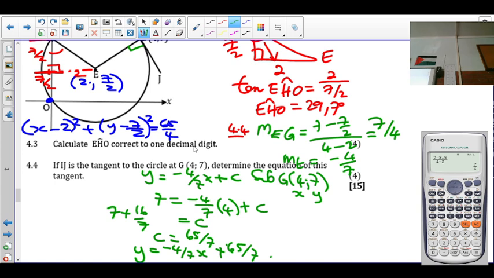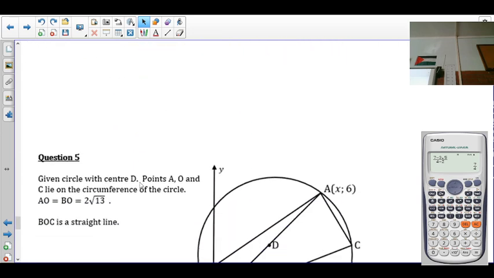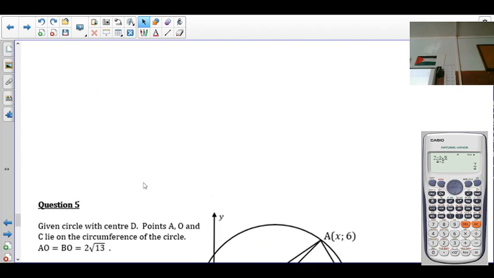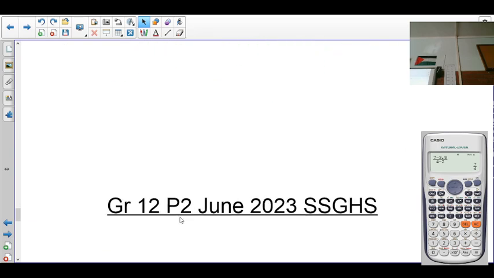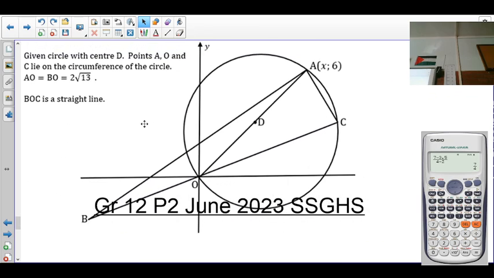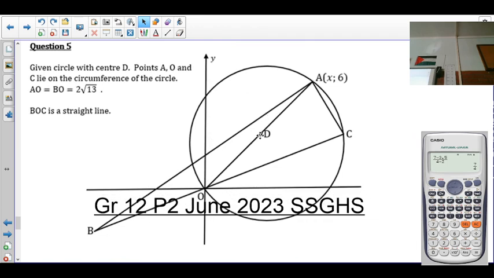Okay, that brings us to the end of question 4. Question 5, we are told a given circle, center D. Center D, then this angle will be 90 degrees.